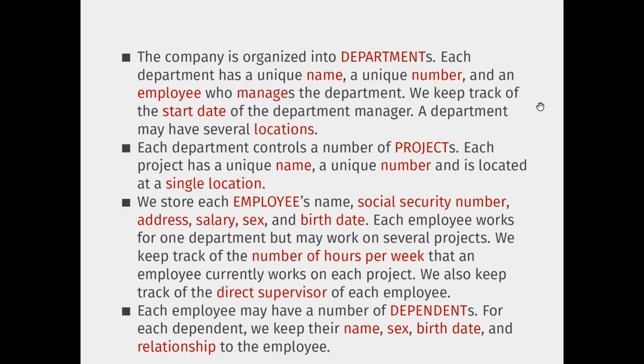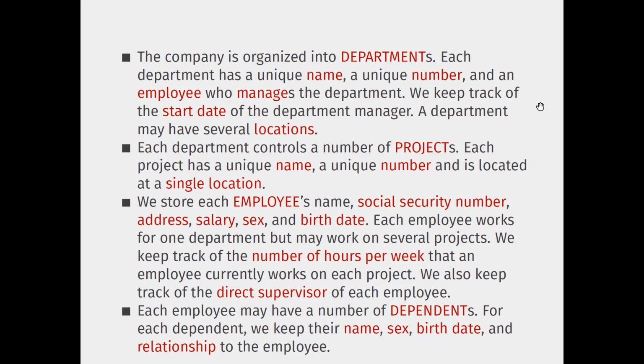Now the text reads: it's about the company, and they say the company is organized into departments, right? And then they talk about what attributes describe the department. For example, they say a department has a department name, a department number, and there will be an employee who manages the department. And again, we are keeping track of the start date of the department manager. And the department also has several locations. So you see, it describes the company and then the department.